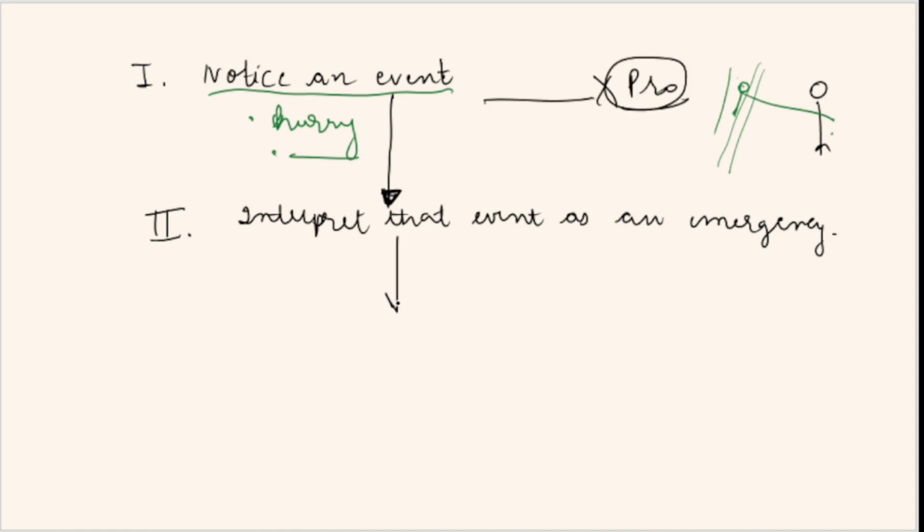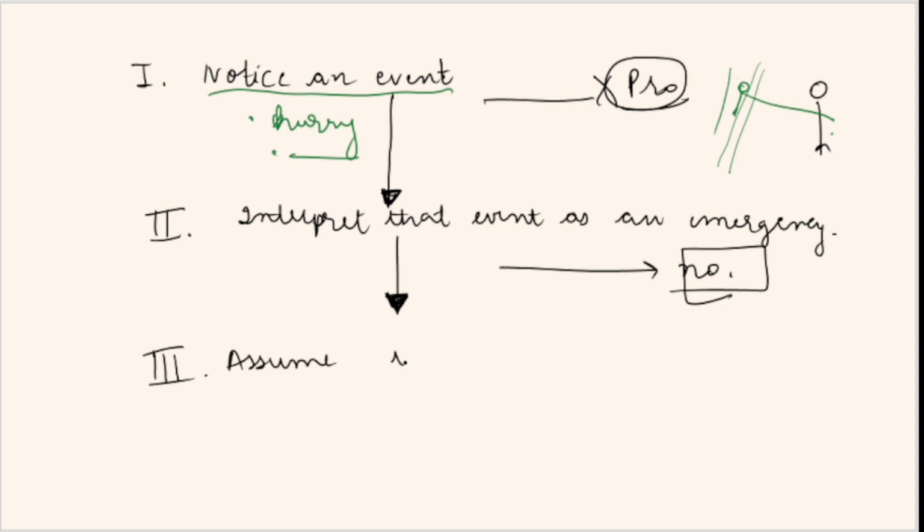Similarly, if I have interpreted that event as an emergency, then I would move on to the next stage. Otherwise, there would be no helping behavior. The third stage is to assume responsibility. Okay, so we have seen an event, we think it is an urgency and we need to get into it and help the person who is there. But still, I think I'm not responsible. I don't have any responsibility to play here.